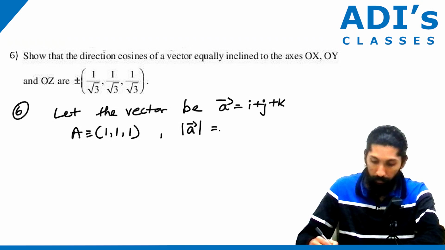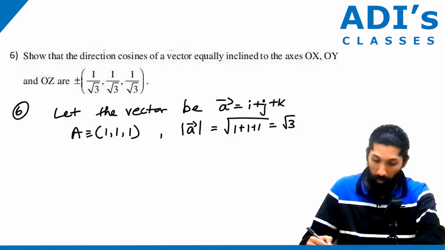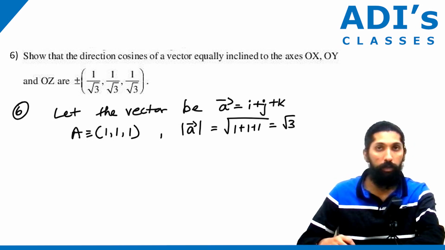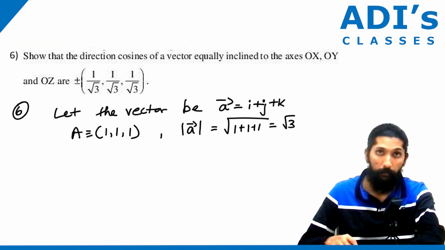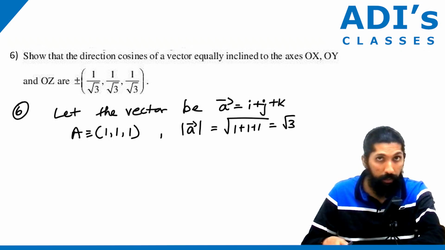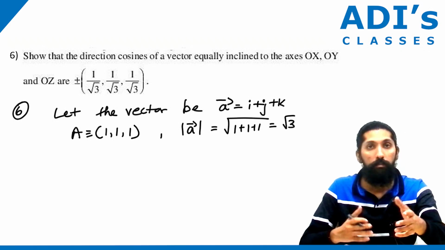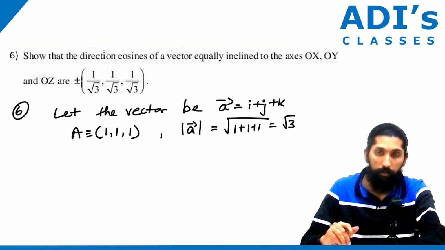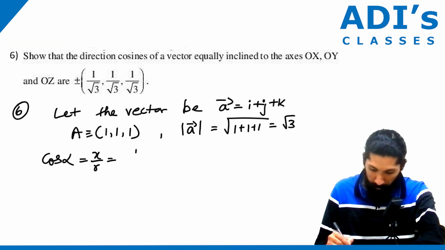Mod of A will be root of 1 square plus 1 square plus 1 square, 1 plus 1 plus 1, which is square root of 3. So we got mod of A as square root of 3. But what we are looking at is the direction cosine, isn't it? So for the direction cosine, what is the value? It is x divided by r. But what is r? R is nothing but the magnitude of that particular vector. That means here cos of alpha, x by r, is equal to 1 divided by root 3.